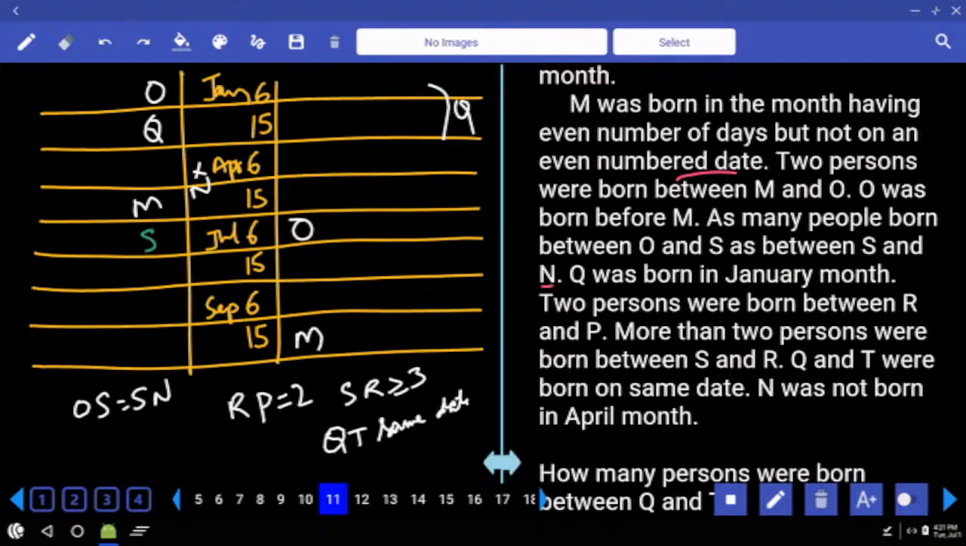O and S, between how many? 3 people. S and N, 3 people, not possible. Is it possible in this case? No. And this case is completely ruled out. Next one, O and S, S and N. Can you take S and N like this?